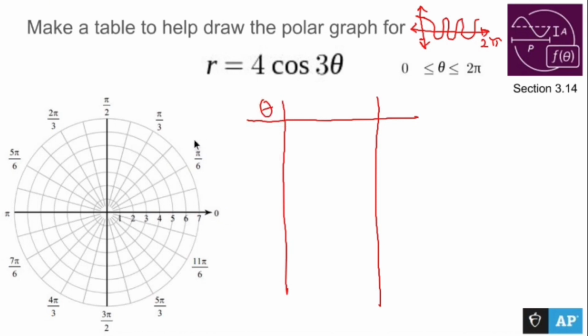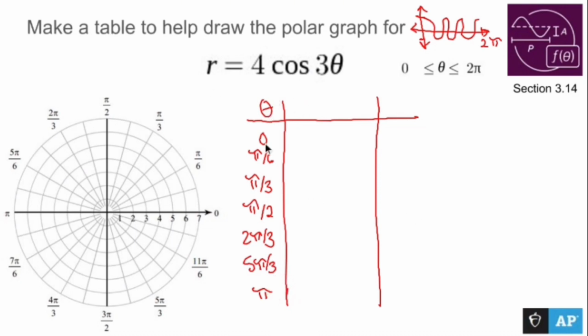Let's pick all of the angles that I see until I run out of space, because like I said, what's going to happen soon is things are going to start repeating. So I'll pick 0, pi over 6, pi over 3, pi over 2, 2 pi over 3, 5 pi over 3, pi, and then we'll see what happens if I need to make any more.